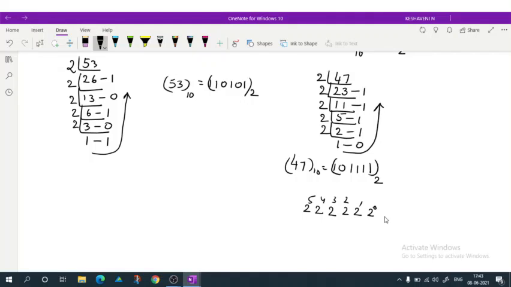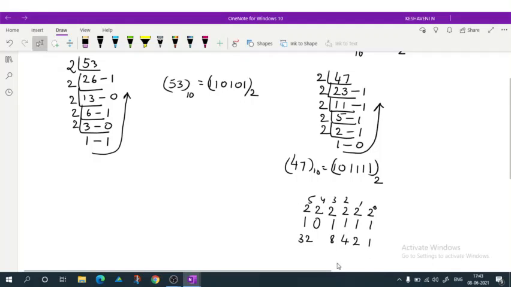Now see here, you have 1, this is 1, this is 1, this is 1, this is 0, this is 1. So 2 to the power of 0 is 1, 1 into 1 is 1, 2 to the power of 1 is 2, 2 to the power of 2 is 4, 2 to the power of 3 is 8, this is 0, because 0 you have here, 2 to the power of 5 is 32. If you add all these, you have to get back 47. See here, 32 plus 8 is 40, 40 plus 4 is 44, 44 plus 2 is 46, 46 plus 1 is 47.